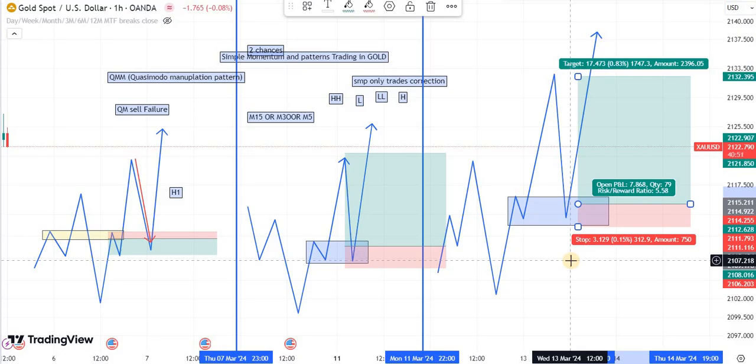So this is how we are going to plan a QMM pattern when the QM sell is failed.